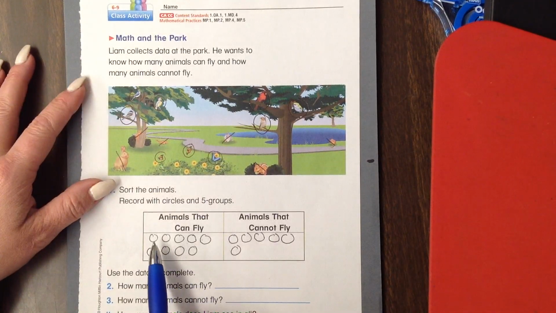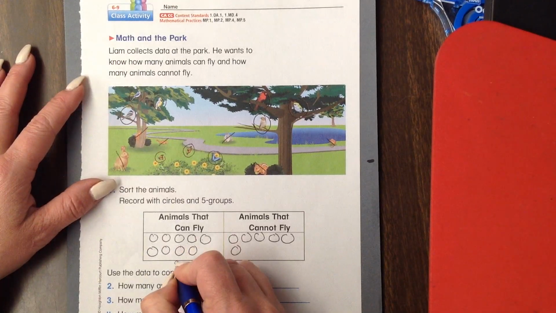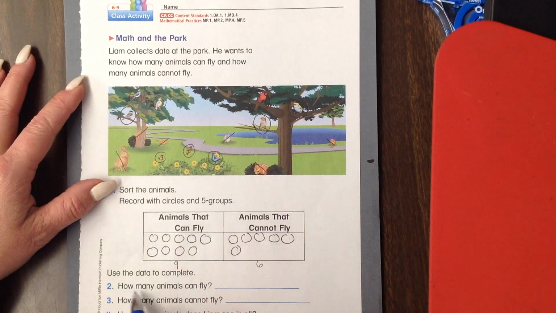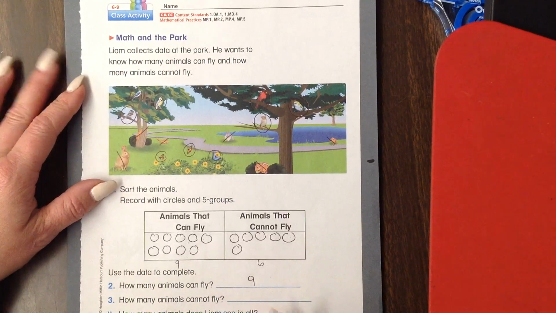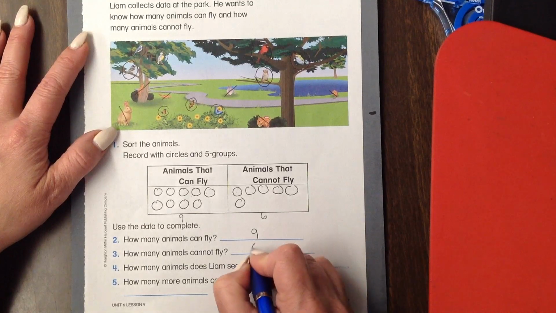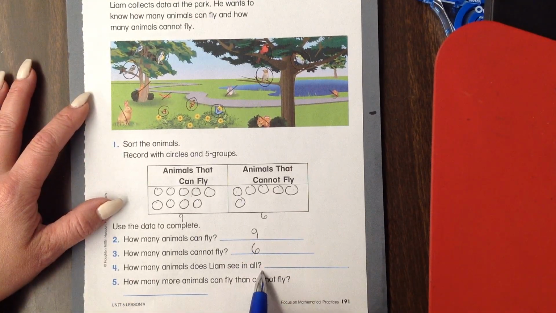Alright, so we have 5 and 4, that's 9. And we have 5 and 1, that's 6. So how many animals can fly? We already said that, 9. How many animals cannot fly? Good, 6. How many animals does Liam see in all?